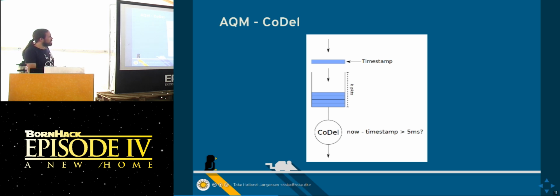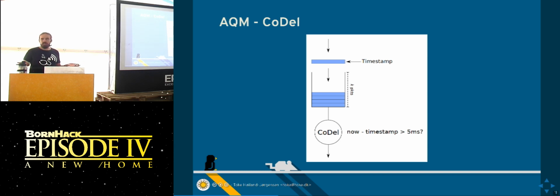So what we do is, a packet, the blue things here are packets. When a packet comes in, we timestamp it. And then it goes into the queue, and we just dequeue packets at the rate that the link can service. And every time we dequeue a packet, we check the timestamp of the packet: how long ago was that? Is that more than 5 milliseconds ago?